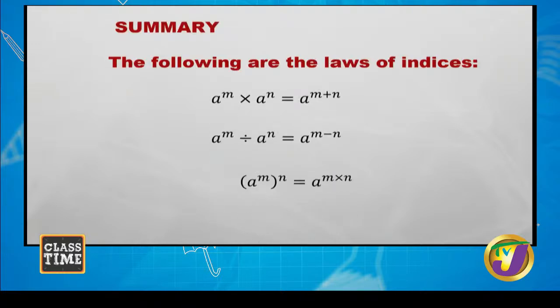And we are now at our summary. We looked at the laws: when adding indices with the same base, we add the powers. When dividing with the same base, we subtract powers. When a power is raised to a power, we multiply powers. Any base raised to the 0 power is 1. Any number or base raised to the negative power is 1 divided by that base raised to that power. And we also looked at rational numbers.